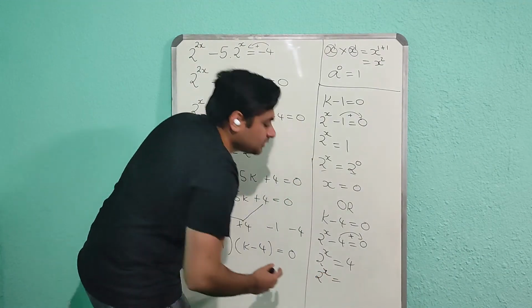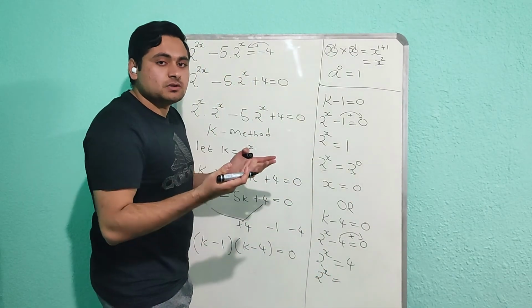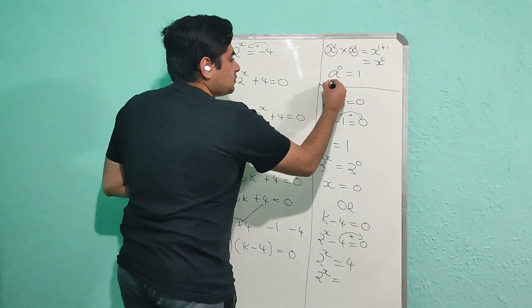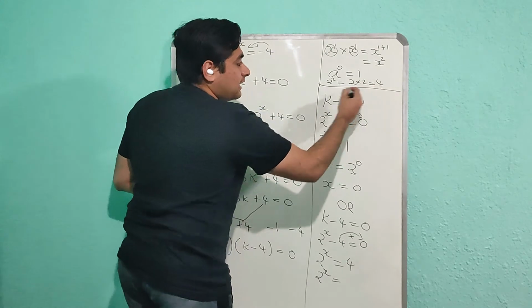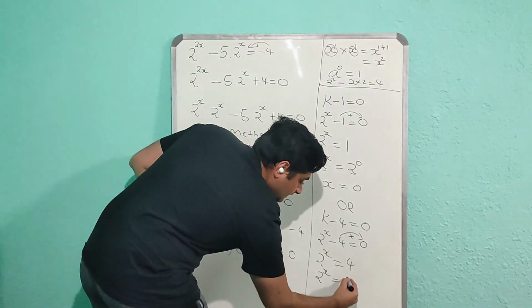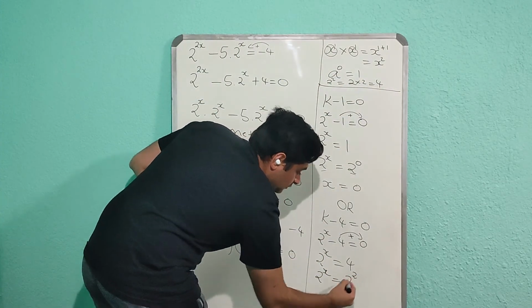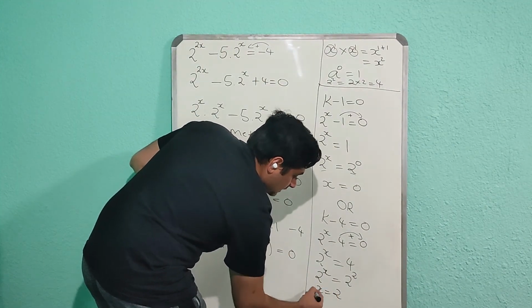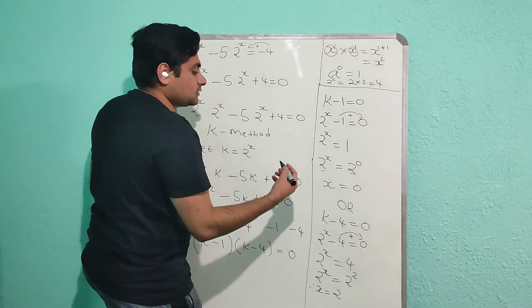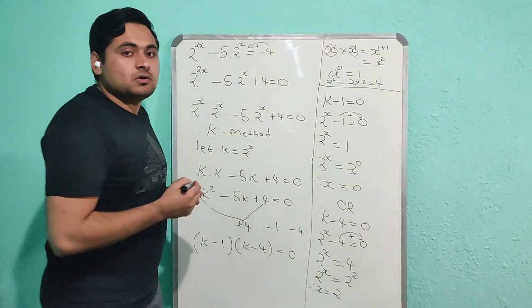So, you know that 2 to the power 2 is equal to 4, right? If you say 2 to the power of 2, this is the same as 2 times 2, which is the same as 4. So we can write this in terms of 2 to the power of 2. Therefore, the x value is 2. So your two answers are x is equal to 2 and x is equal to 0.